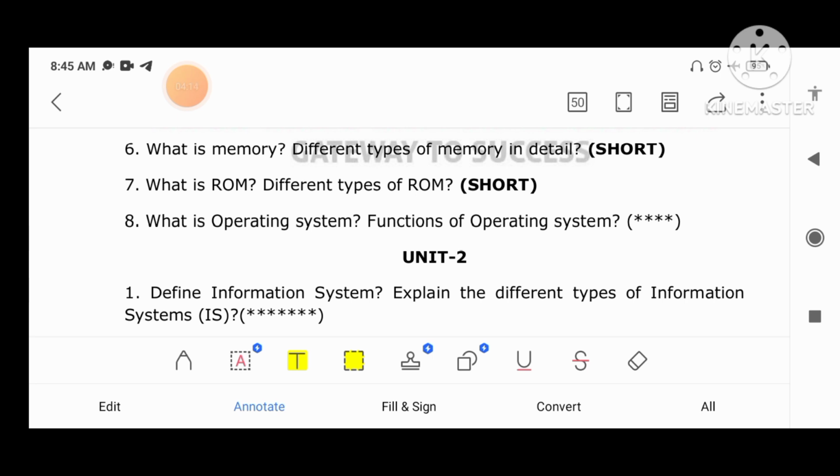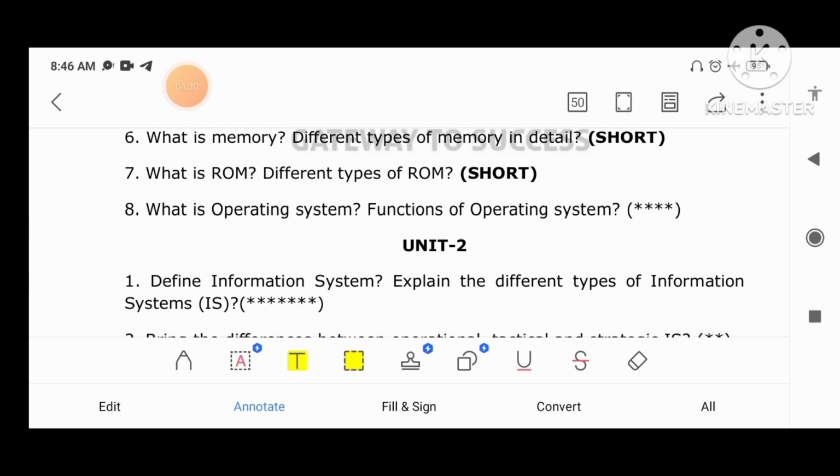We have different types of information systems: MIS, DSS, transaction processing system. So many are there, but please focus mainly on MIS and DSS, which are very important information systems.